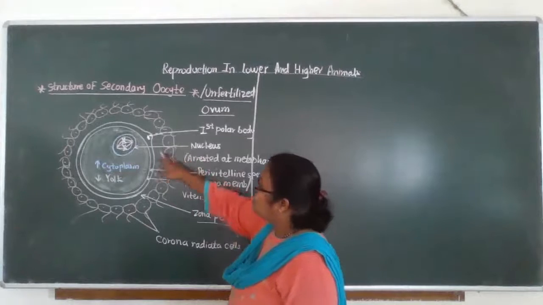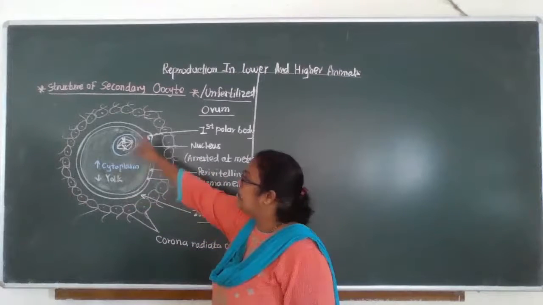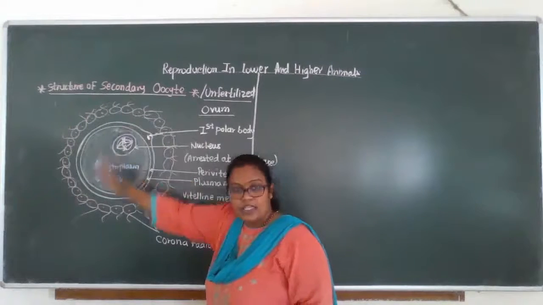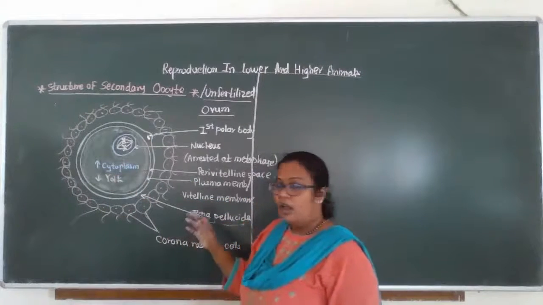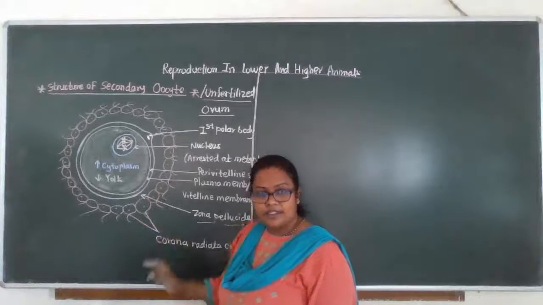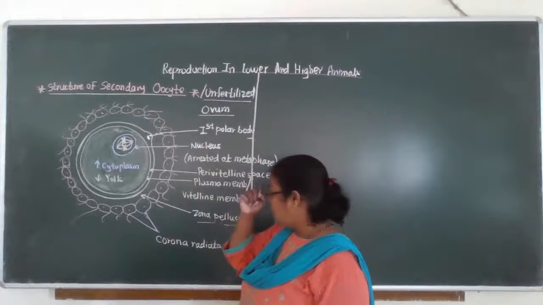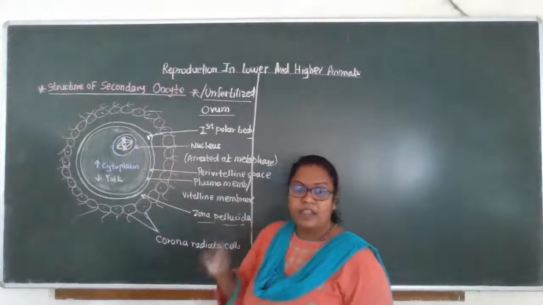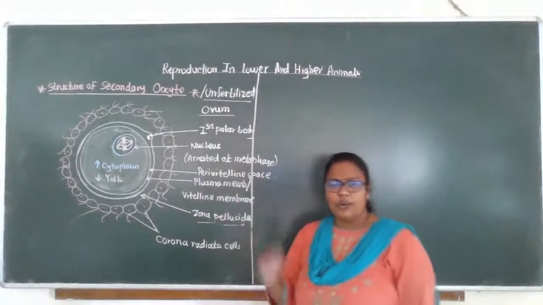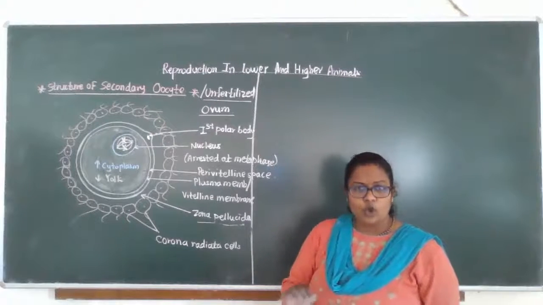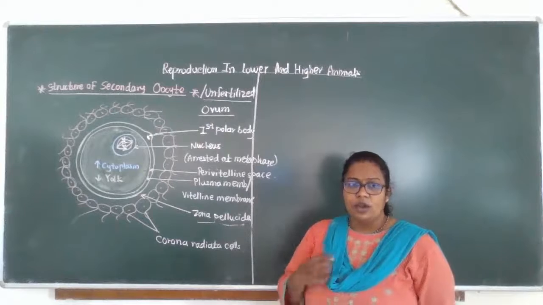Then just below it there is another layer, which is transparent, and it is called the zona pellucida. This zona pellucida plays a very important role in avoiding polyspermy, as well as avoiding wrong-site implantation.